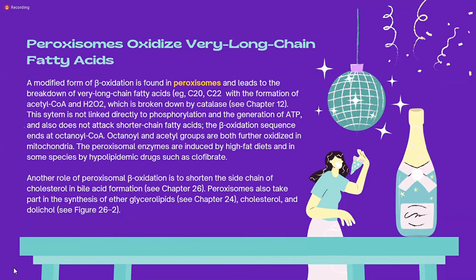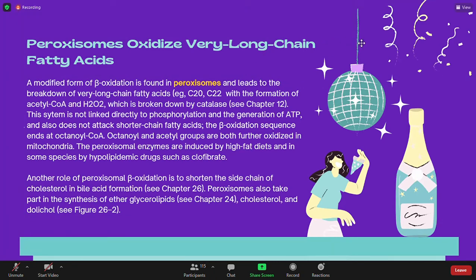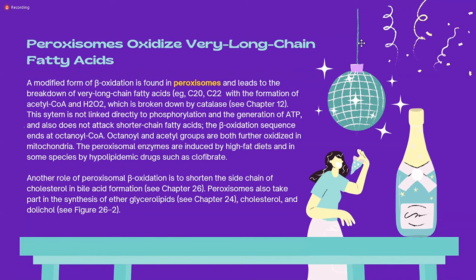Peroxisomes oxidize very long chain fatty acids. Mitochondrial oxidation handles only about 18 carbons. Longer than that is in the peroxisomes. It breaks down very long chain fatty acids with the formation of acetyl-CoA and hydrogen peroxide, which is broken down by catalase, which produces water and oxygen. This system is not linked directly to phosphorylation and generation of ATP, and also does not attack shorter chains. So shorter chains do not go to the peroxisomes.